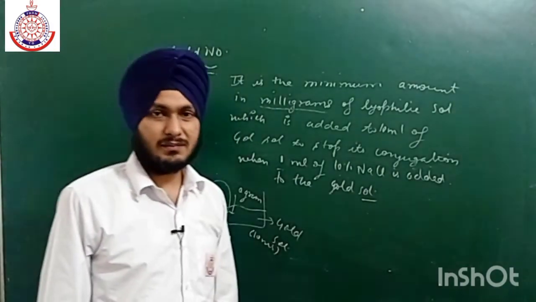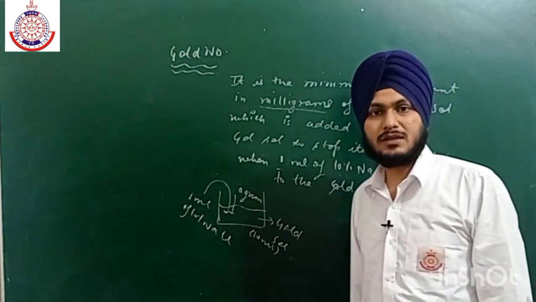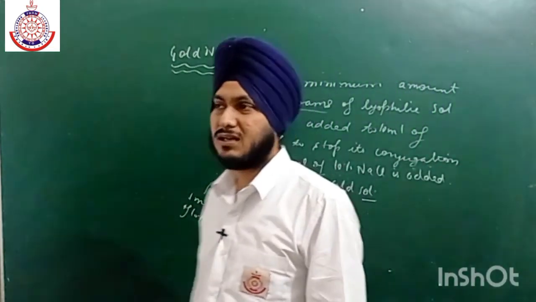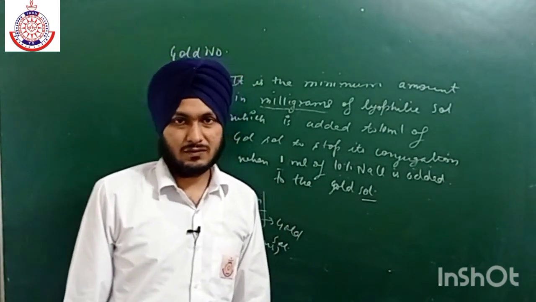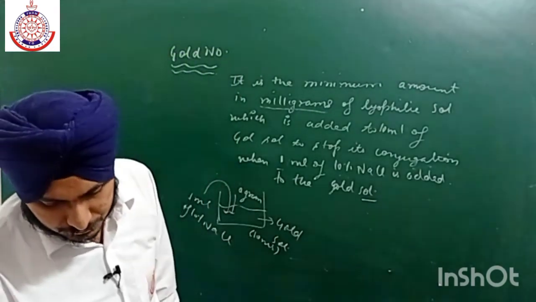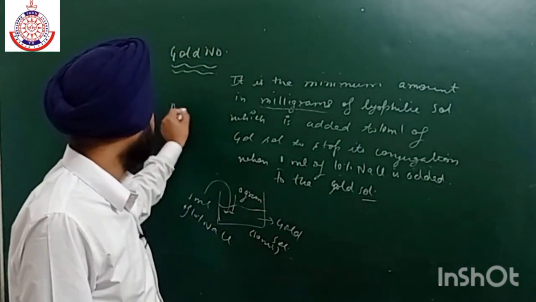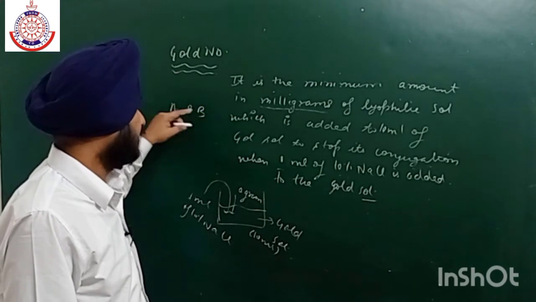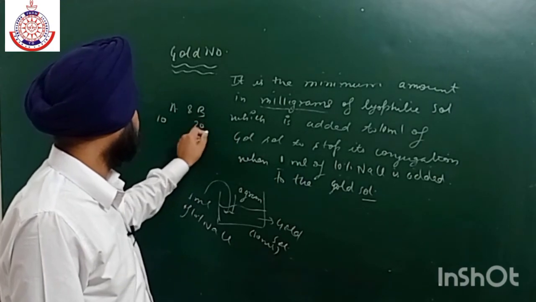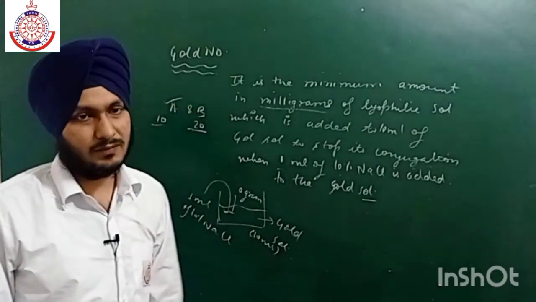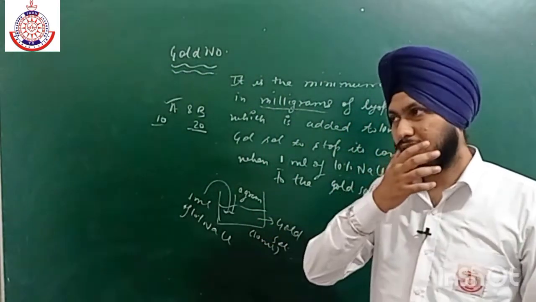So higher the gold number value, जितना ज्यादा हमें लायोफिलिक सोल डालना पड़ेगा, उतनी उसकी कैपेसिटी कम होगी, ठीक है ना. A good lyophilic sol can have a lower value of gold number. For example, if we have two different lyophilic sols, A and B, and the gold number of A is 10 and the gold number of B is 20, then which is more effective? This 10 one is more effective. Okay, so this is all about the gold number.